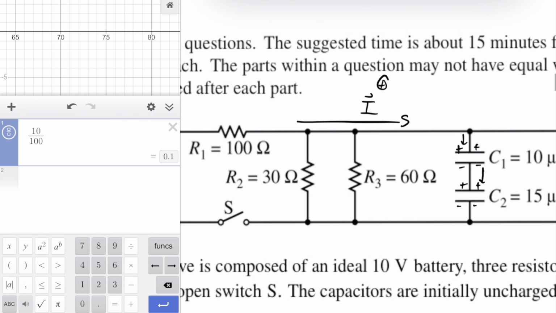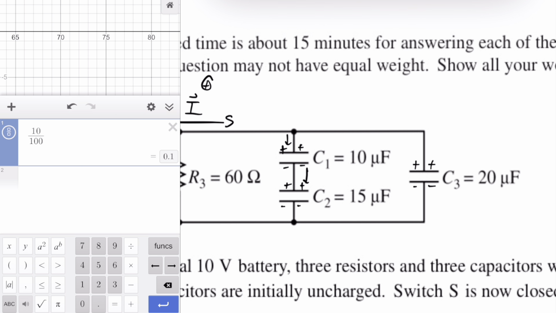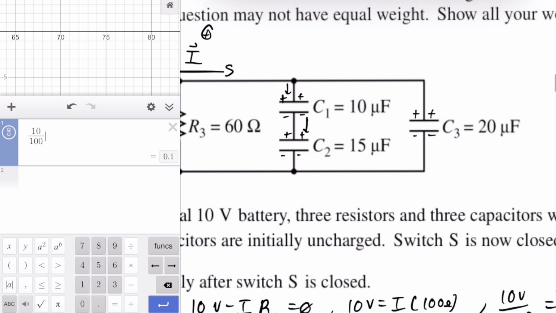So now, after it's reached steady state conditions, these are full. They don't want any more protons or electrons, right? They don't want any more charge. So capacitors, once steady state has been reached, they act like breaks in the circuit, right? They cut off the circuit.